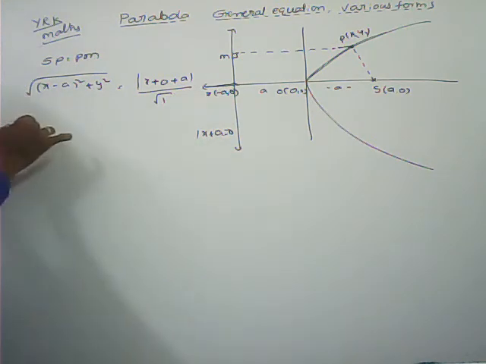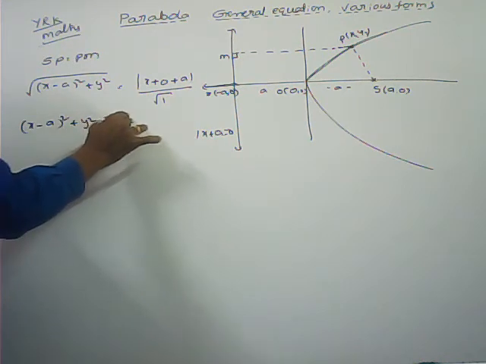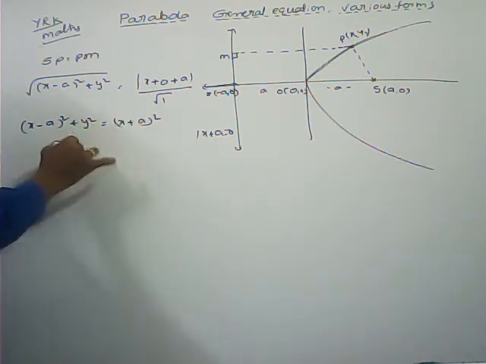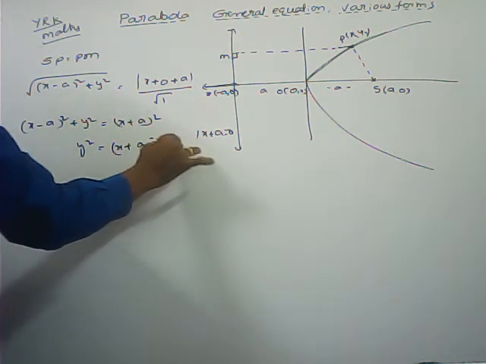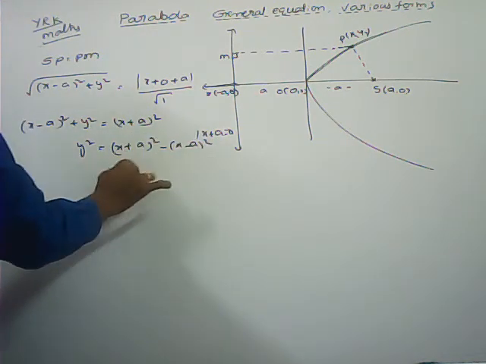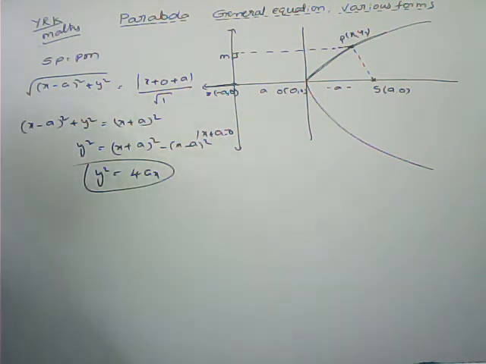Squaring on both sides, (x - a) whole square plus y square is equal to (x + a) whole square, and y square is equal to (x + a) whole square minus (x - a) whole square, that is equal to 4ax. So y square equals 4ax. This is the standard form of the equation of the parabola.